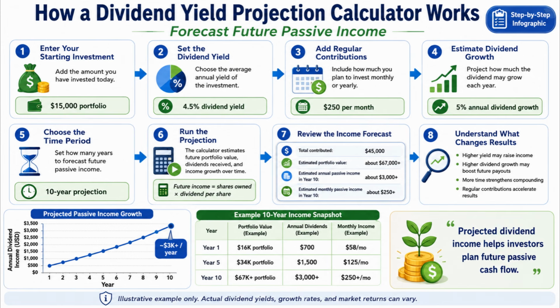is projected. Next, you set the dividend yield, because this tells the calculator how much income the investment may generate each year. For instance, if the portfolio has a 4.5% dividend yield, the calculator uses that rate to estimate the annual dividend income produced by your holdings.